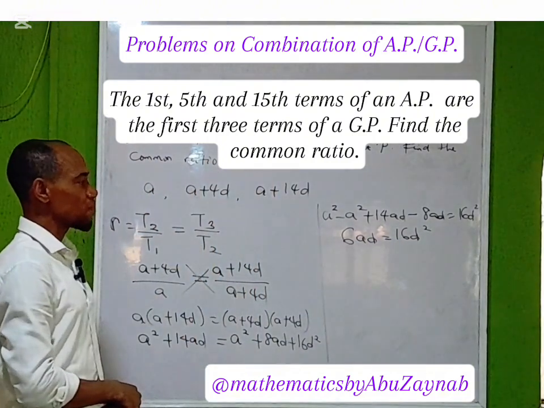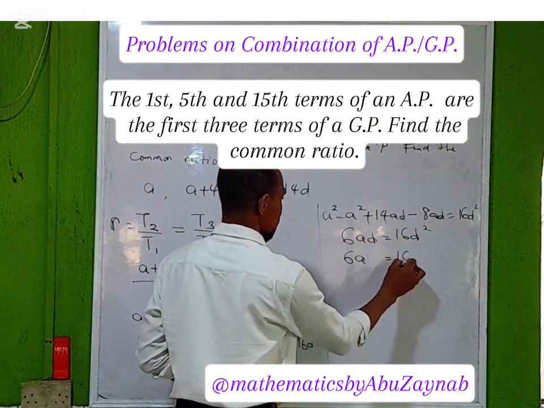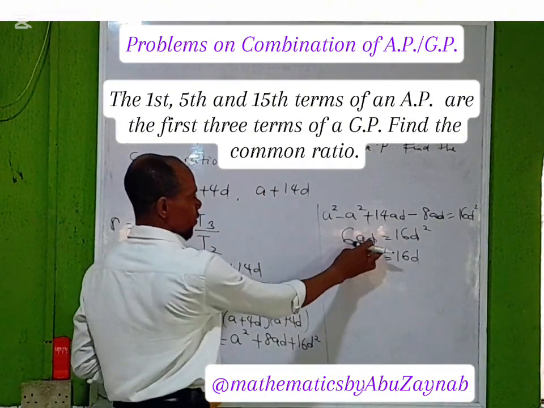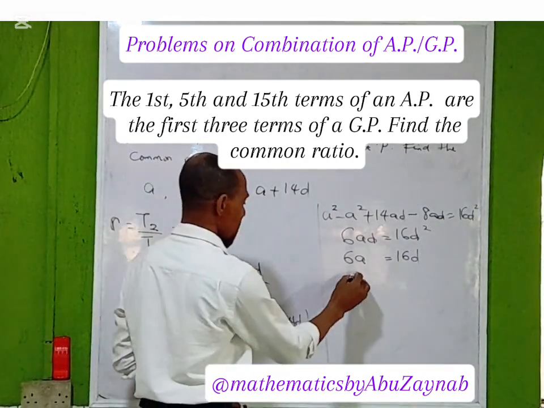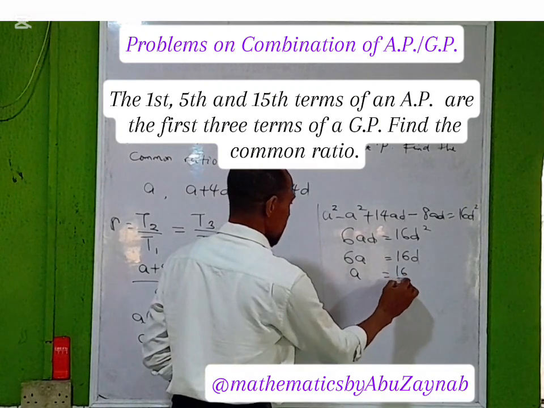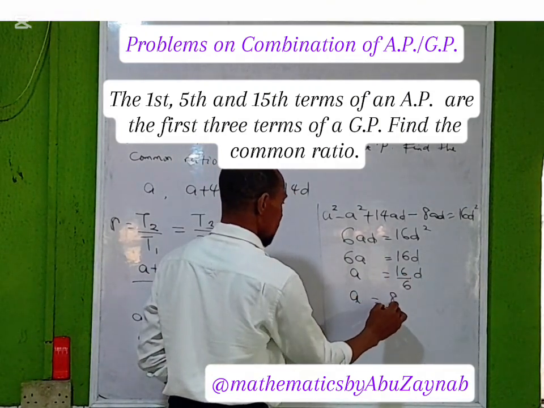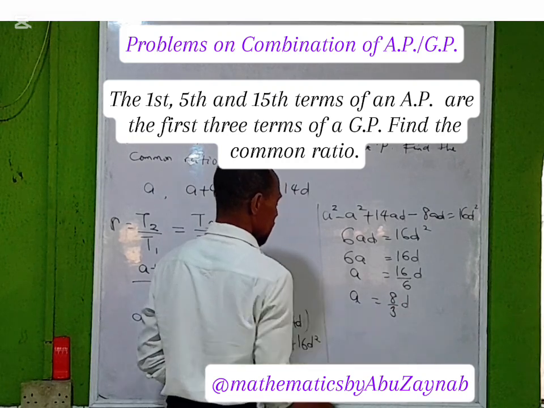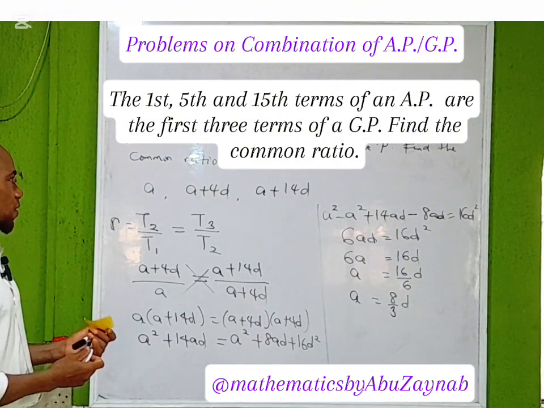So dividing both sides by D, I'm going to have 6A equals 16D. One D has cancelled out. So we express in terms of A. So A is 16 over 6 D. In conclusion, A is actually 8 over 3 D. So A can be expressed as 8 over 3 times the common difference.